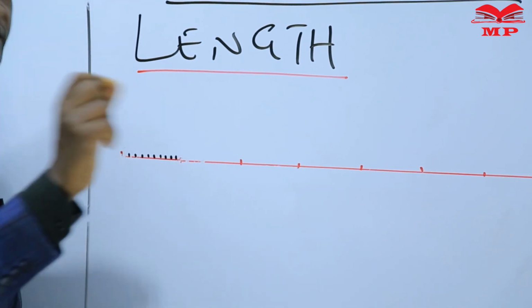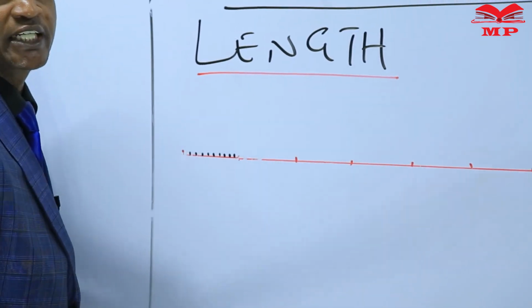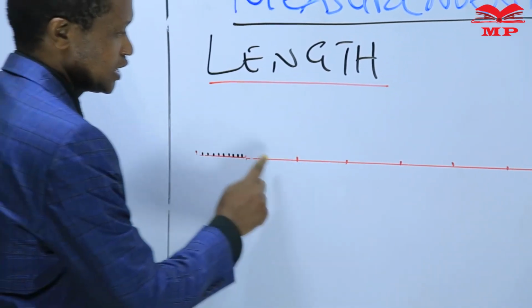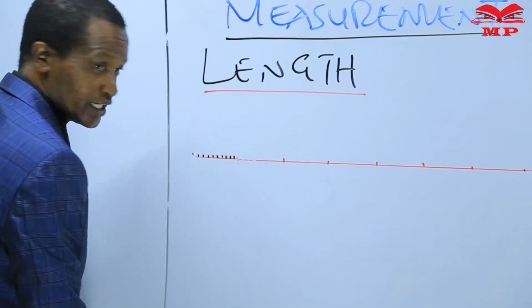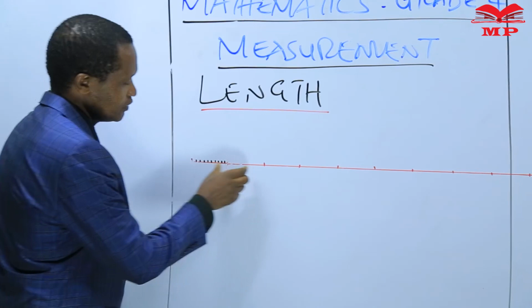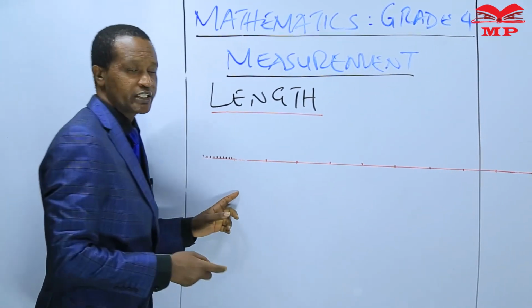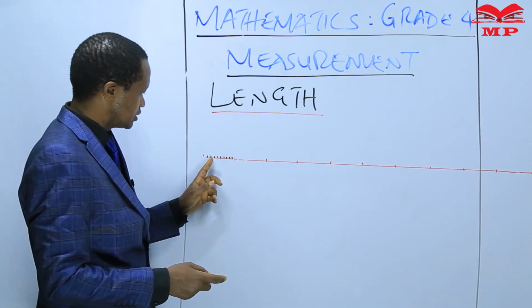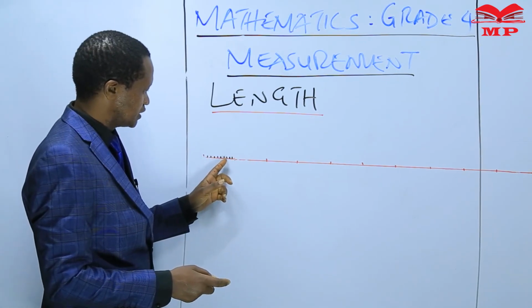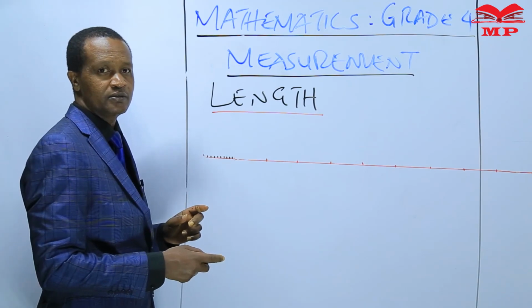This meter ruler is marked into 10 equal parts. We have counted the 10 equal parts, and each one of the 10 equal parts is again divided into 10 equal parts. 1, 2, 3, 4, 5, 6, 7, 8, 9, 10. Okay?